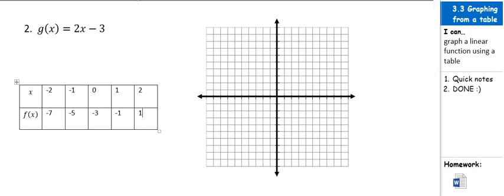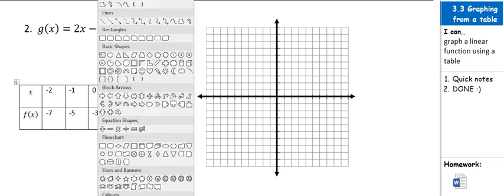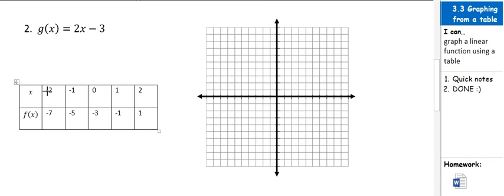Now I plot my points. Yes, I need to plot all 5. Negative 2, negative 7, that's left 2, down 7.